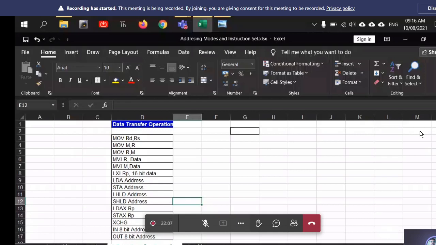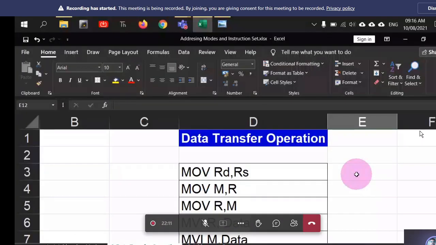For some of the commands, you must be already aware. For example, MOV Rd, Rs. Rd means destination register and Rs means source register. These registers, as you already know, could be A, B, C, D, E, H and L. This is a very simple command for copying data from the source register to the destination register. After execution of this instruction, both registers will have the same data, and the direction of movement of the data is from source to destination.